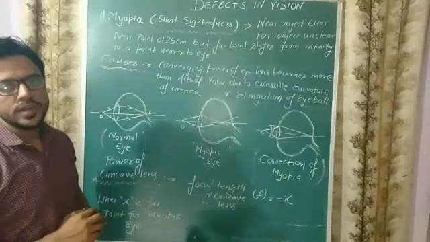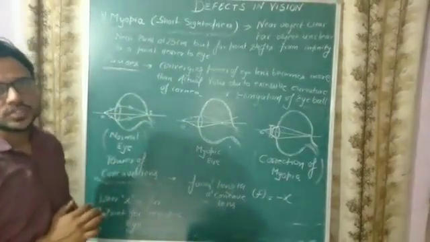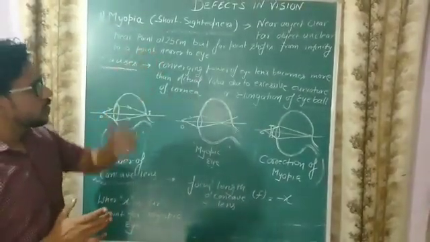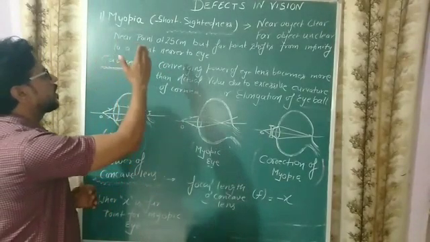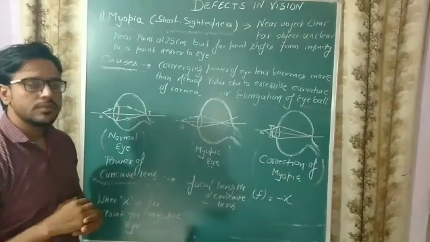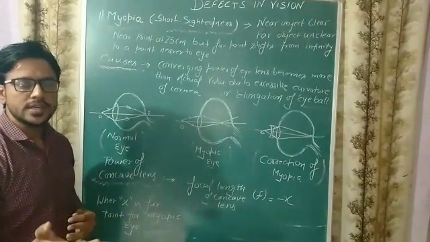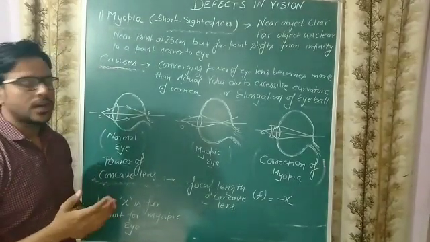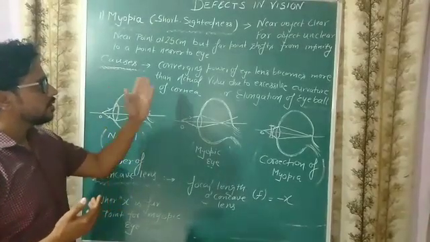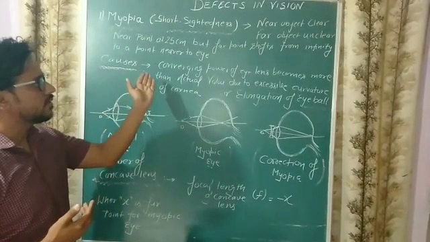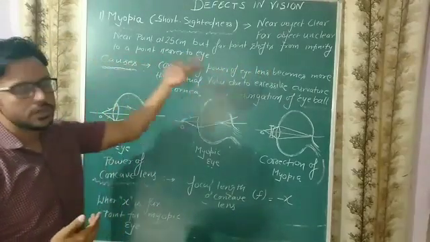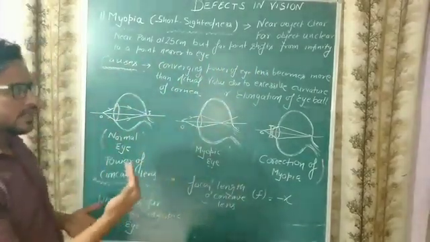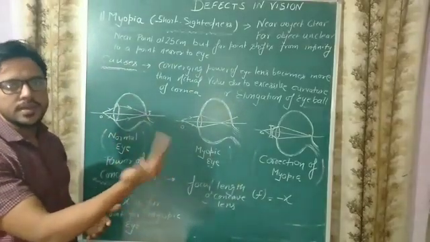We know the near point, that is the least distance of distinct vision, is 25 centimeter for a normal human eye. In this defect, the near point remains at 25 centimeter, but the far point, which is at infinity in the case of a normal human eye, shifts. For the person suffering from this defect, the far point shifts from infinity to a point nearer to the eye, like 80 centimeter, 100 centimeter, it may be any value.